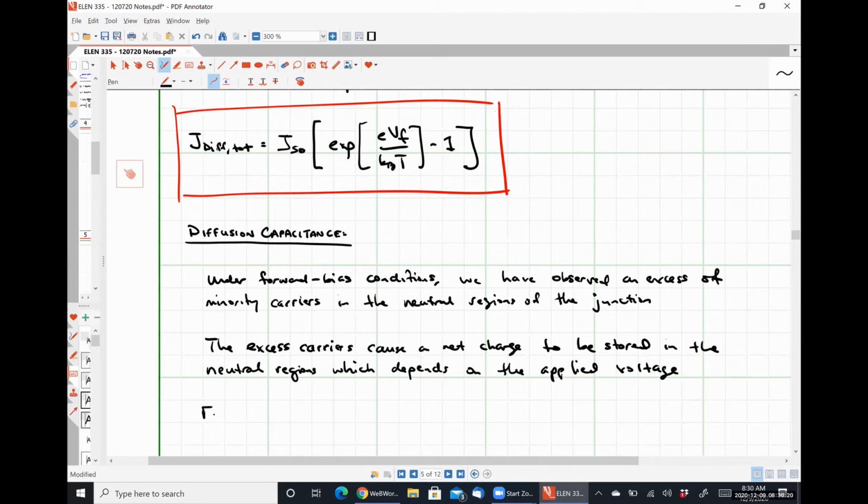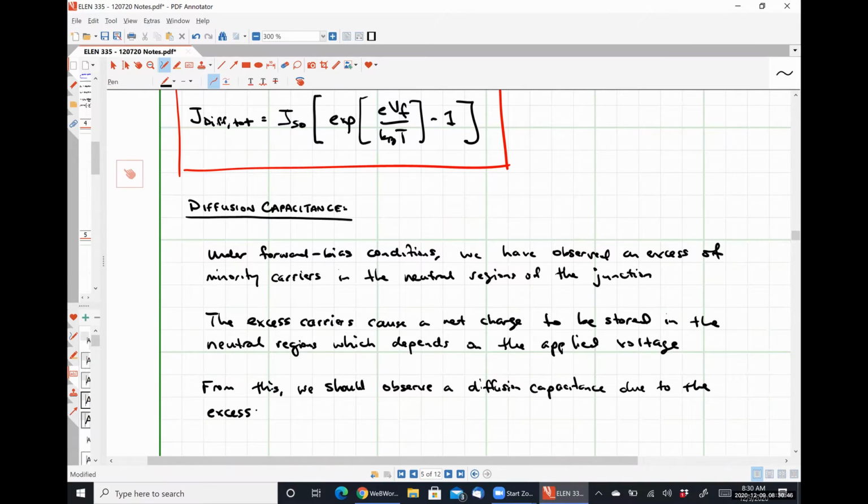So from this, we should observe a diffusion capacitance due to the excess charge storage.